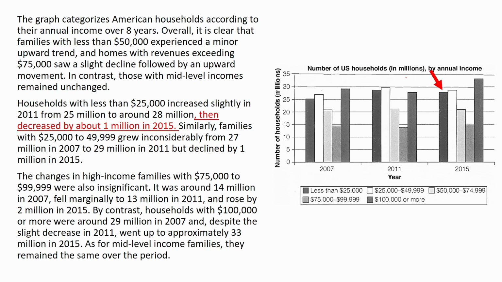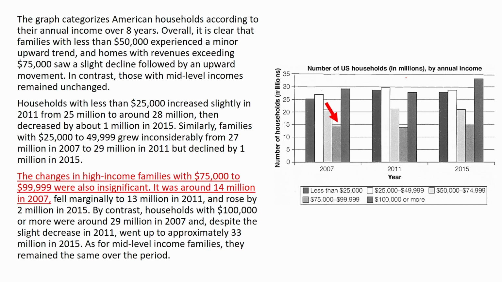Now, it's time to get to the second one. Similarly, families with $25,000 to $49,000 grew inconsiderably from 27 million in 2007 to 29 million in 2011. So I need to now mention the last year, but declined by 1 million in 2015. Now it's time to mention the second category.